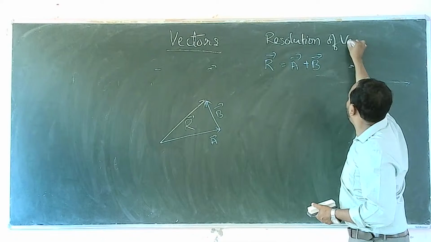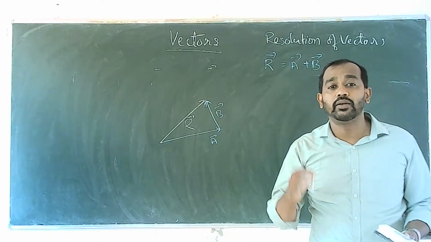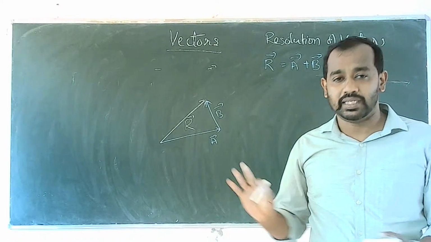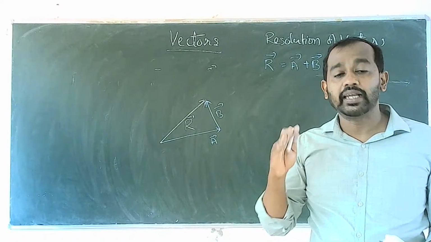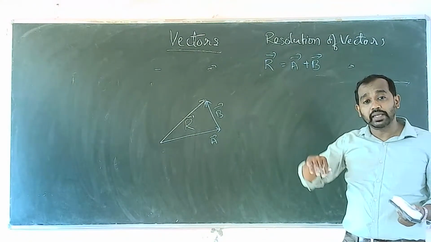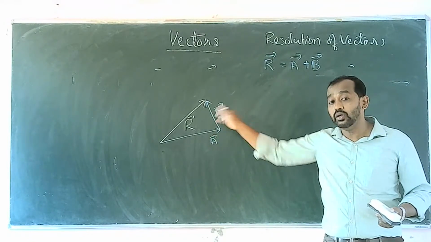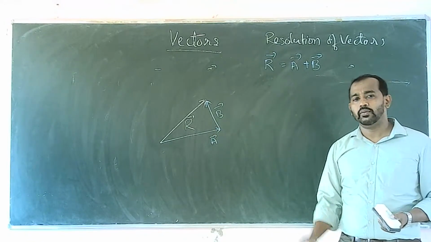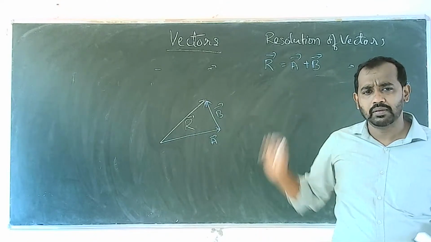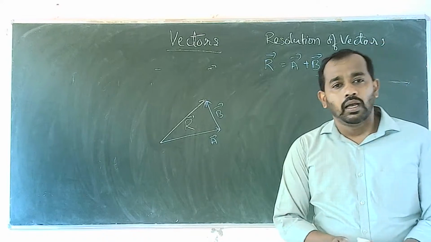Resolution of vectors. Dividing a vector into more than one part. One vector is divided into many parts. So that is known as resolution. And this method is known as resolving a vector. We have resolved a vector into only two components. We can do it many times, but for the time being, two vectors.